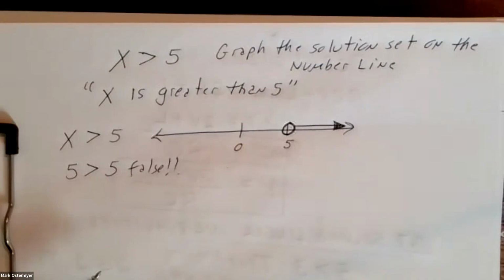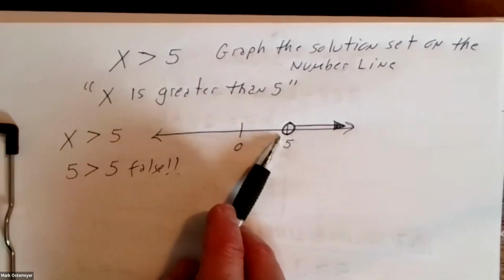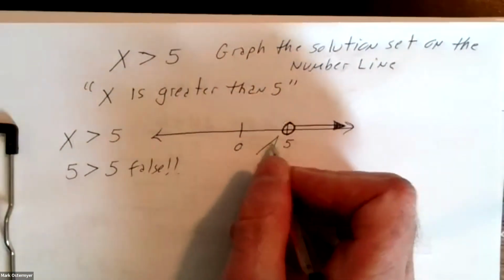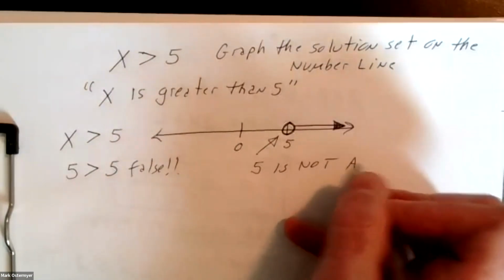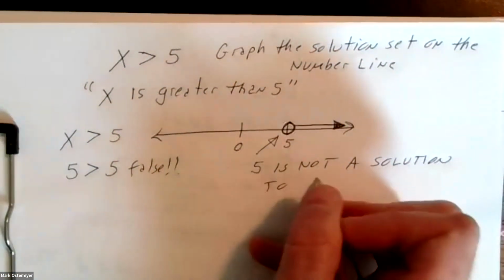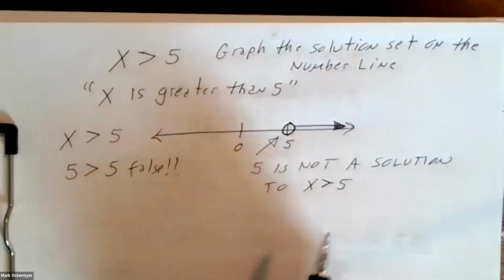Everybody understand that graph then? Why the open circle on 5 again? Why do I have the open circle on 5? What does that mean? Open circle on 5 means that 5 is not a solution to this inequality. 5 is not in the solution set.